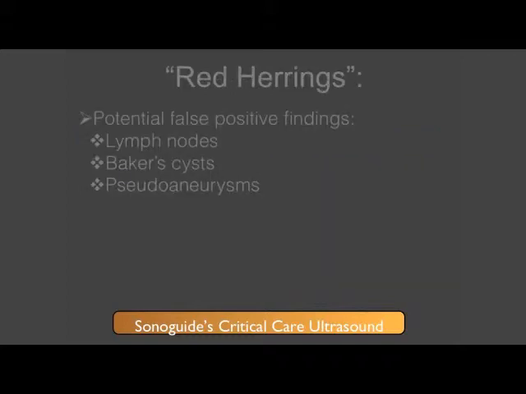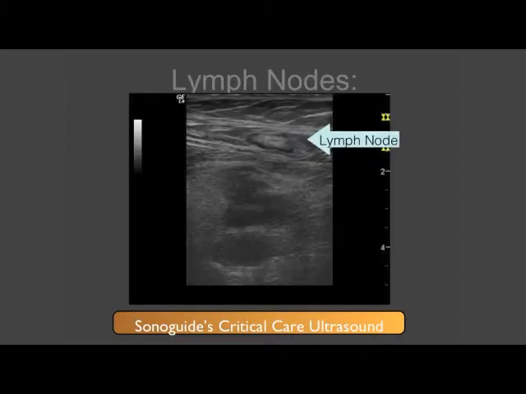As you begin to use these skills to look for DVTs in your patients, it is important to be aware of red herrings that may mislead you in your image interpretation. I will now review these anatomic variants or findings, including lymph nodes, Baker's cysts, and pseudoaneurysms. This image represents the finding of a lymph node, highlighted in the superior portion of the screen. You can probably see how this may be easily misinterpreted as a DVT due to its echogenic quality that appears to be within the lumen of a blood vessel.